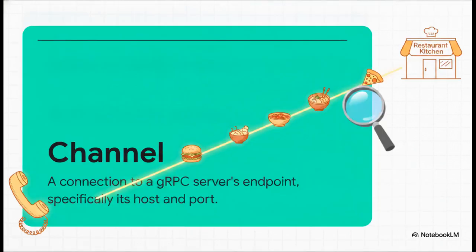And supporting that waiter is the channel. This is a persistent connection to a gRPC server's endpoint, specifically detailing its host and port. If you're ordering takeout instead of dining in, the channel is the literal phone line you use to call the restaurant. And what's honestly incredibly efficient about this setup is that a gRPC channel allows you to place multiple different orders over that exact same phone line connection. That saves a massive amount of time and resources.